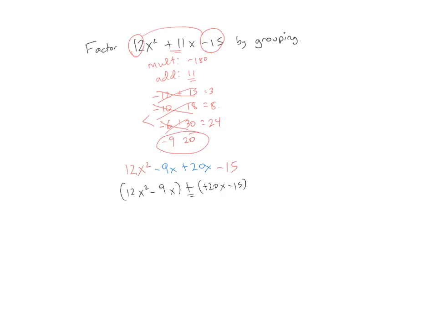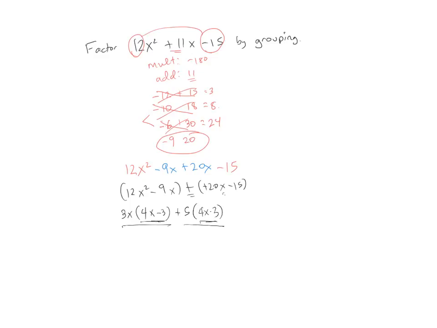I'm going to pull out the greatest common factor in the first set of parentheses, which would be 3 and an x. That would leave me with a 4x and a negative 3. And then I'm going to pull out a common factor in the second set of parentheses that makes these parentheses look like what I get here. So I can pull out a 5, and that would leave me with a 4x minus 3. These two things are the same, so I know I did it right.